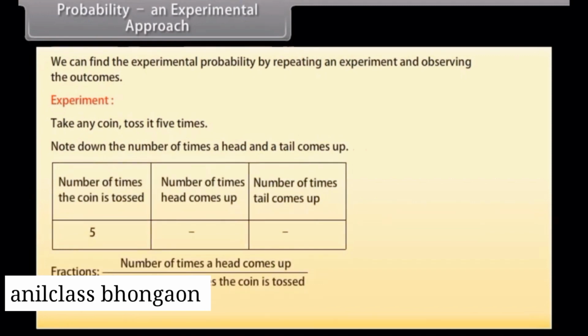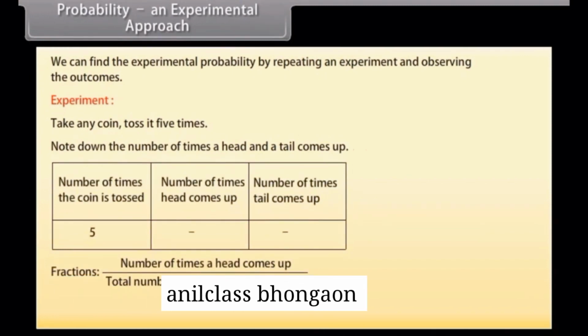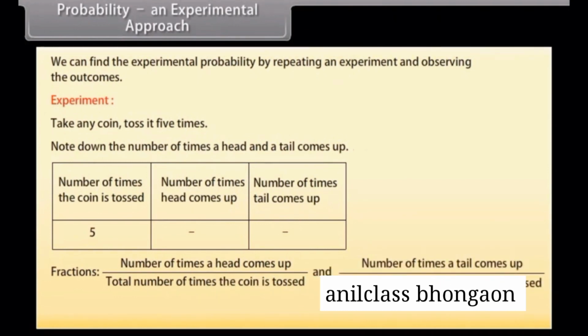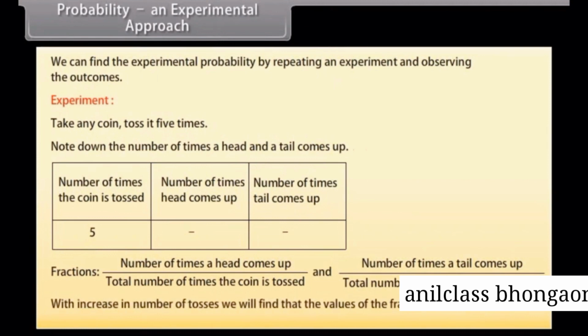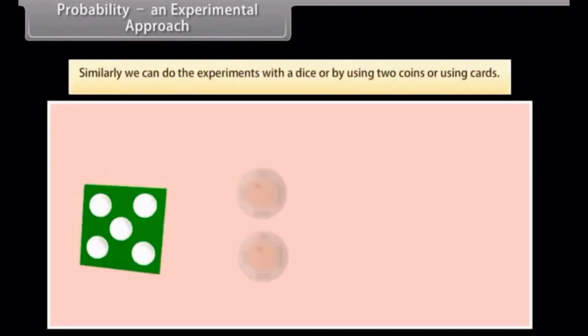Then write the fractions. The first one is the number of times a head comes up upon the total number of times the coin is tossed. And the second one is the number of times a tail comes up upon the total number of times the coin is tossed. As we increase the number of tosses, we will find that the values of the fractions come closer to 0.5. Similarly, we can do the experiments with the dice, or by using 2 coins, or using cards.